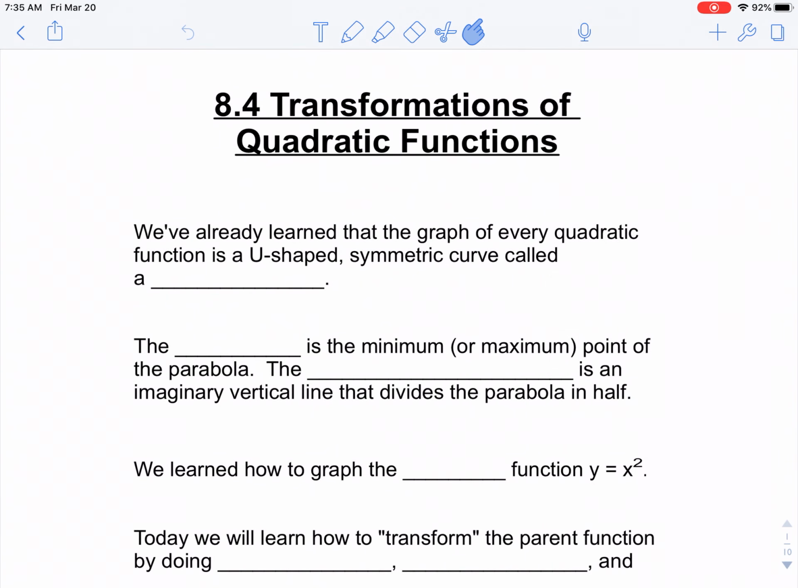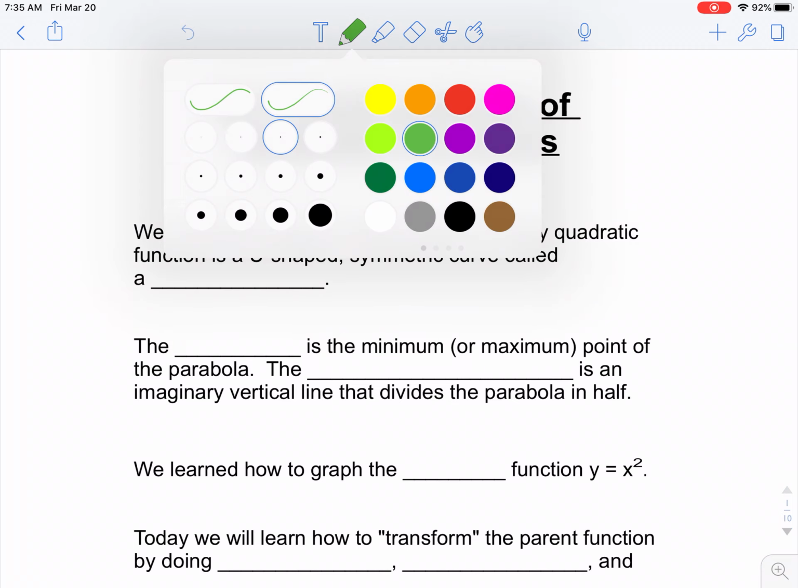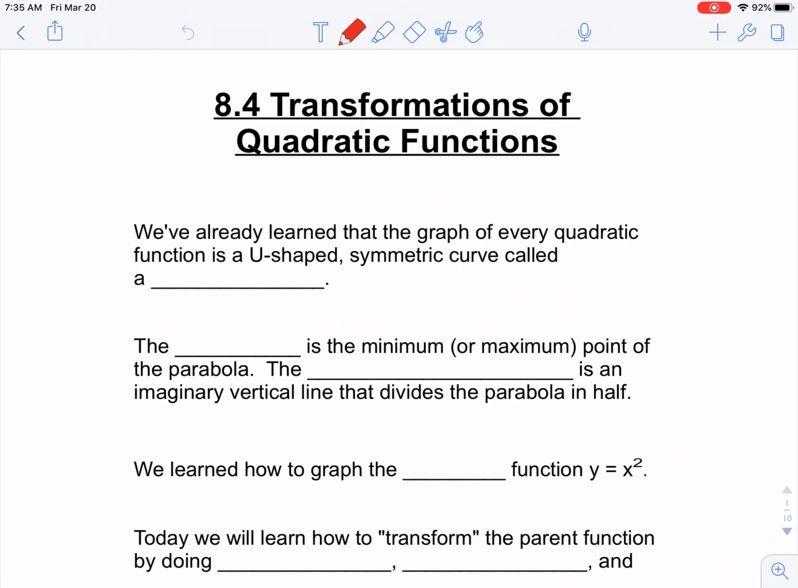All right, everyone, next lesson, 8.4, transformations of quadratic functions. So, we've already learned that the graph of every quadratic function is a U-shaped symmetric curve called a parabola. The blank is the minimum or maximum point of the parabola. You should know that is called the vertex. The blank is an imaginary vertical line that divides the parabola in half. You should know that is called the axis of symmetry.